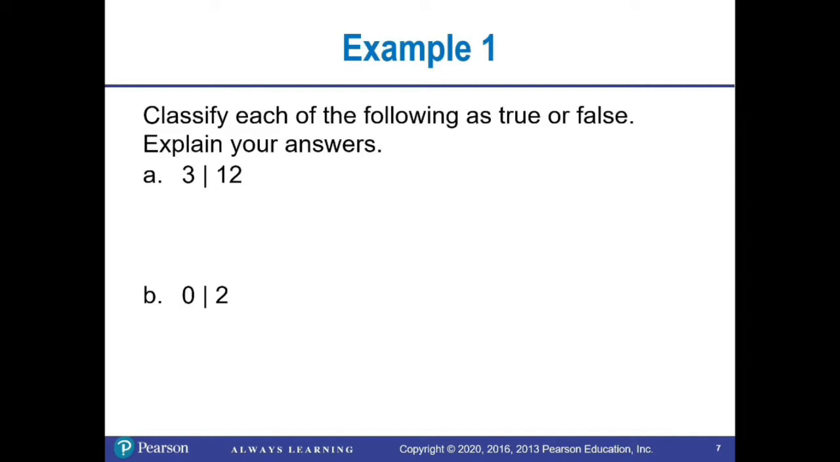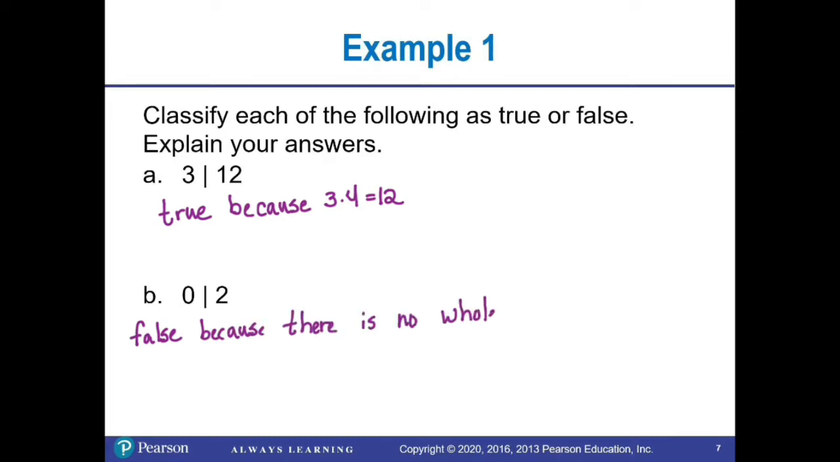Part A, 3 divides 12. Now that vertical line between 3 and 12 means divides. So 3 divides 12, well this is true because 3 times 4 is 12. Part B, 0 divides 2. Now this is false. It's false because there's not a whole number that I can multiply times 0 and get 2. In other words, there's not a whole number n such that 0 times n equals 2.